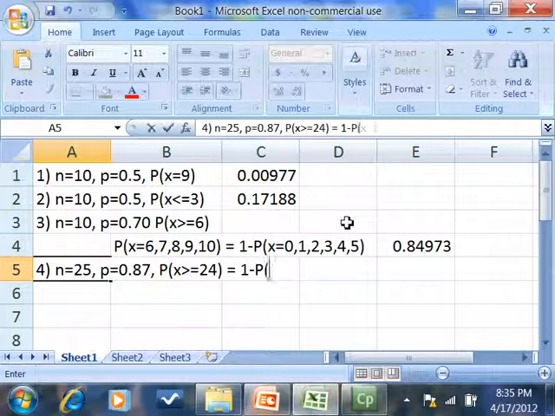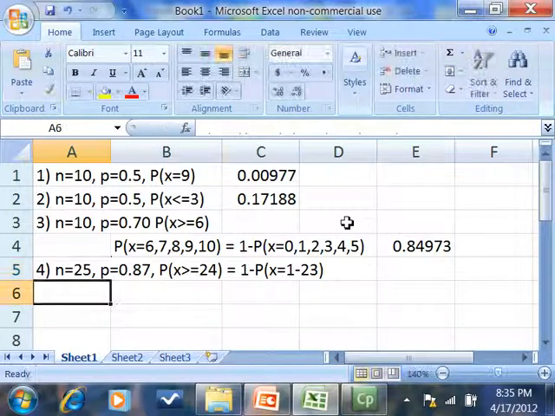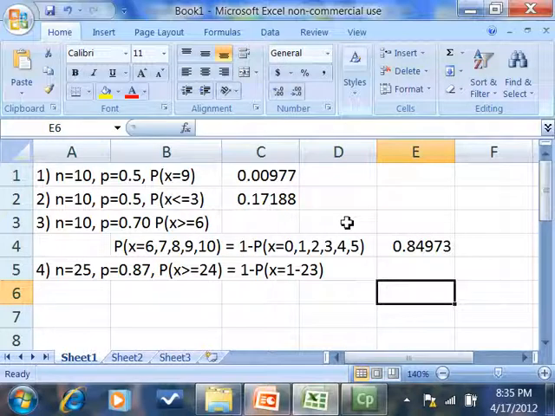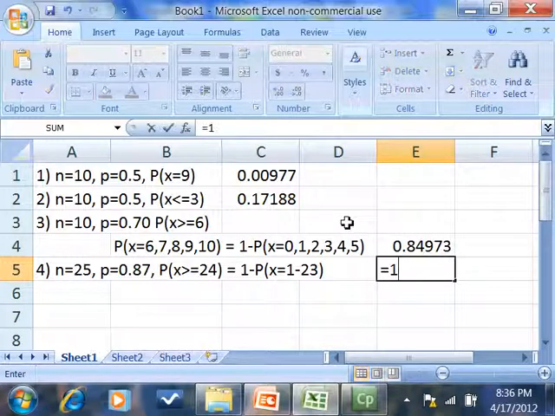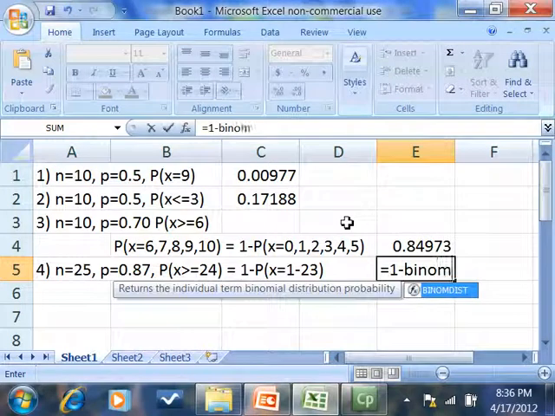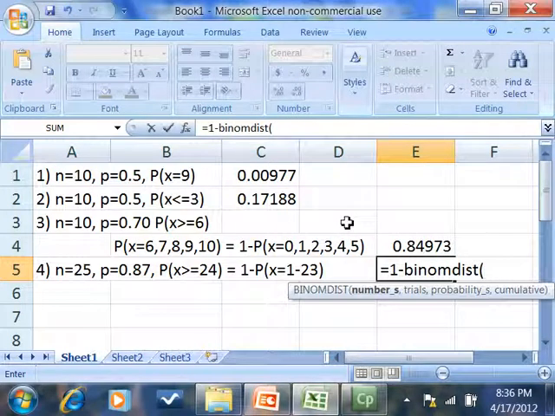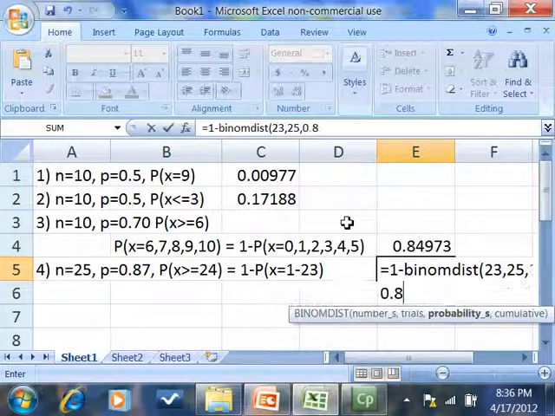So I do 1 minus the probability of x equals 0 to 23. 1 is everything. If I cross off 0 through 23, that'll leave me 24 and 25, which is what I'm looking for. Let me do it right up here. 1 minus BINOM.DIST, number of successes would be 23, and then total trials 25, 0.87, and 1 for cumulative.